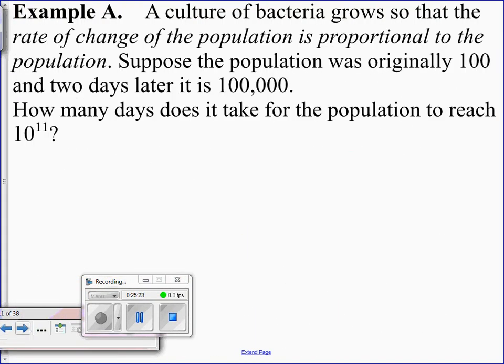All right, let's see how this can help you in your life. So you have a culture of bacteria, and it grows so that the rate of change of the population is proportional to the population. We're allowed to use it. Once you see those words, bam, you're allowed to use the law of exponential change. That's your permission right there.